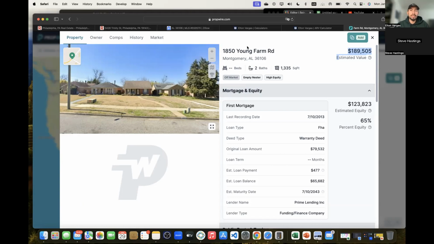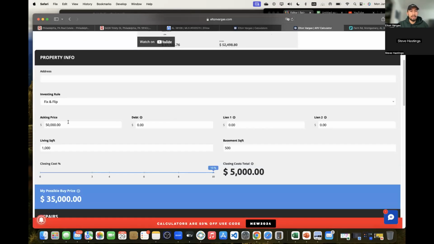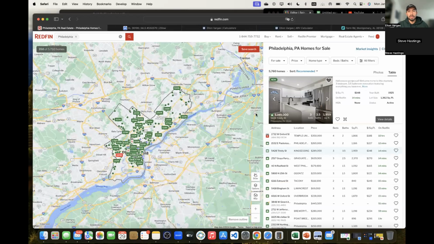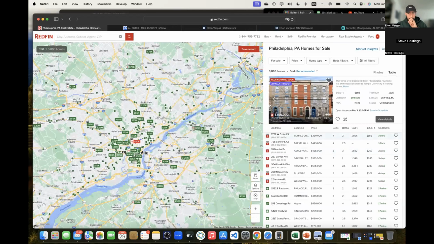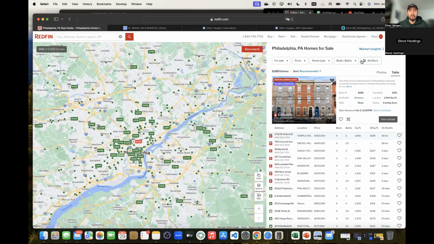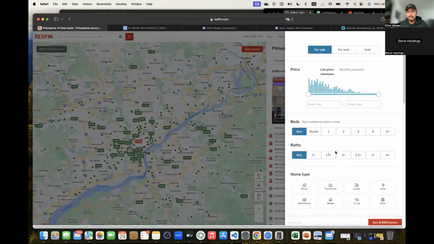So we just have to go based on the estimated values, because part of the process of the calculator is making sure that we have an asking price. And what asking price is, is how much the seller wants for the property. So for right now, we're going to be looking in Philadelphia for some properties. I actually like to set some filters. Looks like we have about 8,000 properties on the market right now in Philadelphia and surrounding cities.